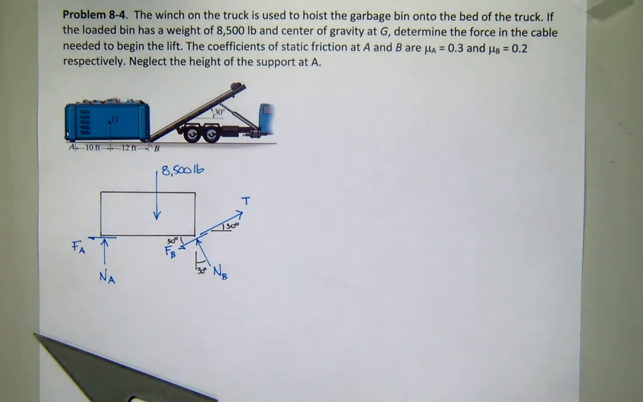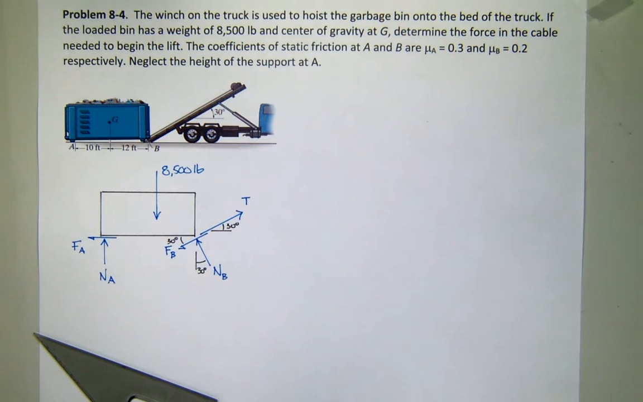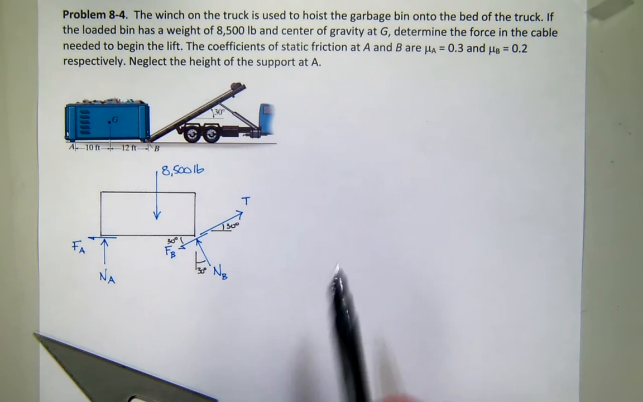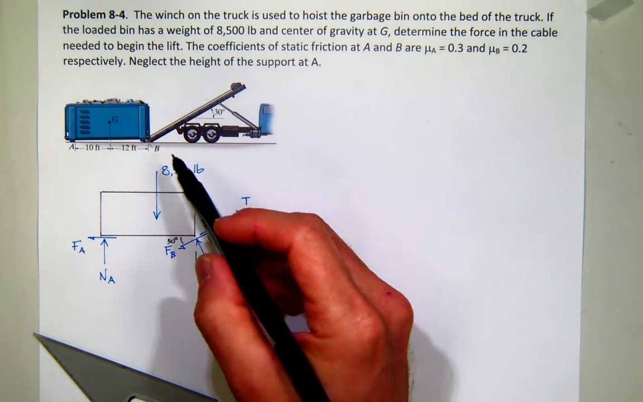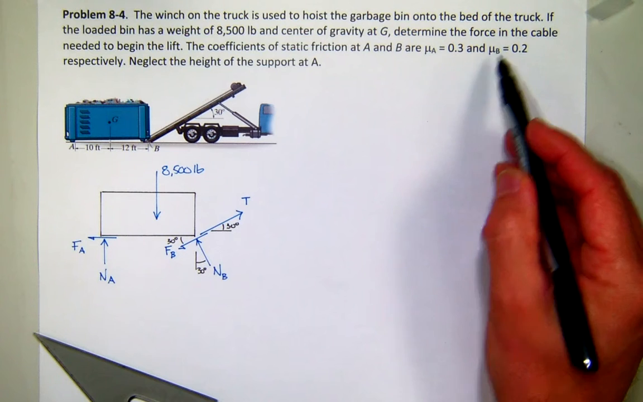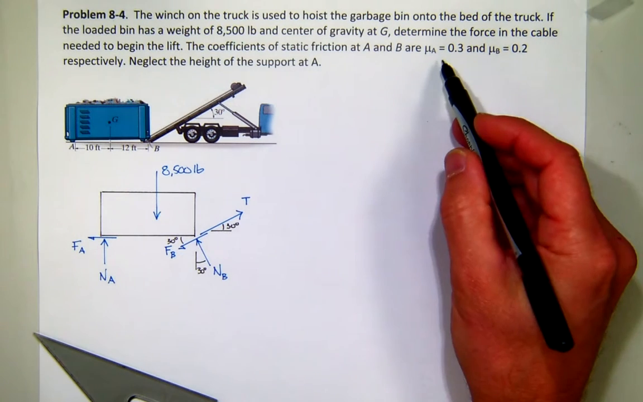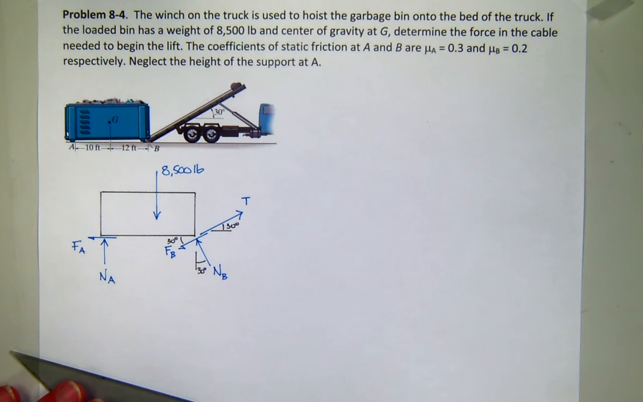Everybody see that? So how many unknowns do I have? I got 1, 2, 3, 4, 5. Seems like I got too many unknowns. So I'm going to have to make some assumptions. The assumption is we're just getting ready to move. The other part is you'll notice that the friction at B is going to be a little bit less than the friction at A. So probably it's going to start to break at B first. Okay?